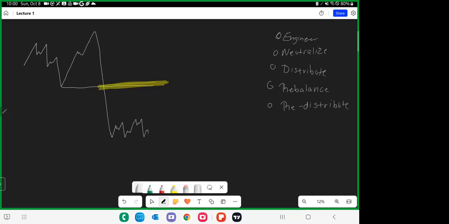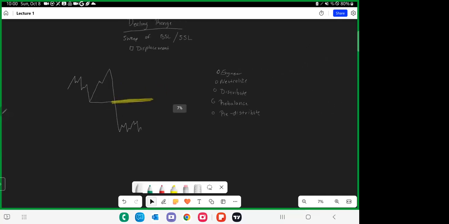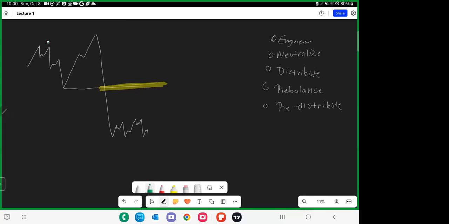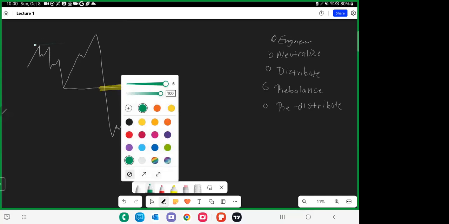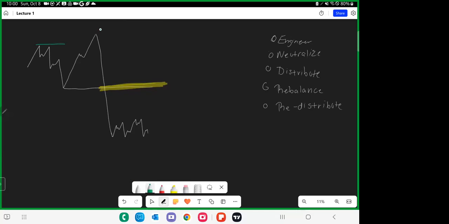Okay. So in looking at this fractal from a zoomed out perspective, we engineer here, we neutralize here, we distribute with this entire range. So our minds think, hey, price needs to rebalance that range, and it needs to redistribute. So everything we talked about up until this point, you can apply every single concept or theory to what I'm looking at now.